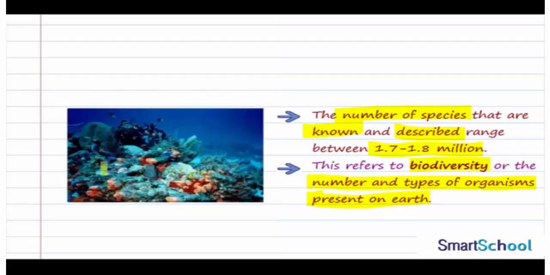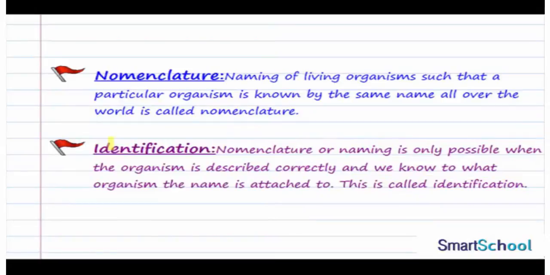Here you can see the living organisms present underwater inside deep oceans. So that was the general introduction about the diversity in the living world. We now come to two important definitions related to the diversity of organisms, that is nomenclature and identification.